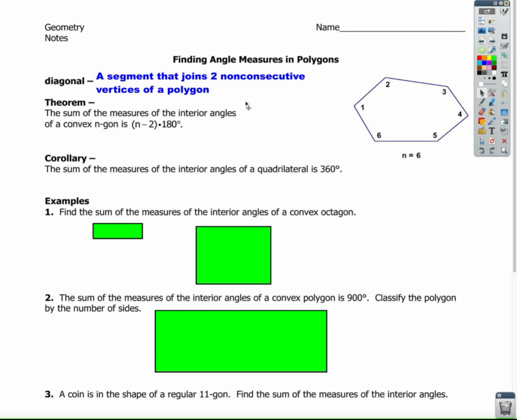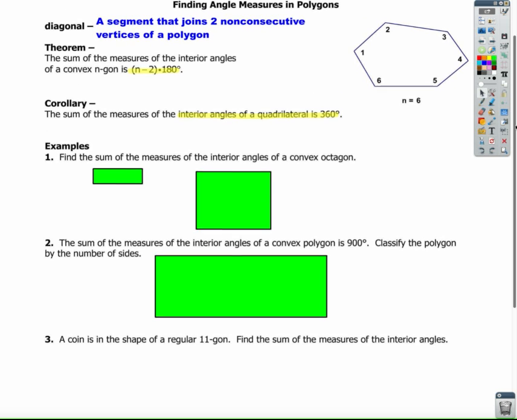The next thing that's noted here is that the sum of the measures of the interior angles of a convex n-gon is n minus 2 times 180. This is an important formula you need to memorize. Based on this formula, we also know that the interior angles of a quadrilateral add up to 360 degrees. Also important information for you to remember. Now, using this information, let's look at some examples.